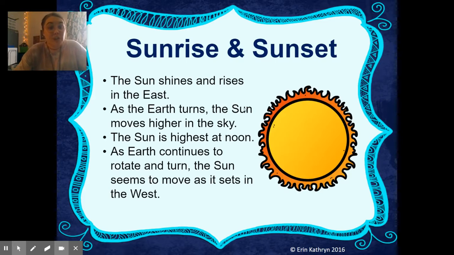So if the sun shines and it rises in the east, as the earth turns, the sun gets higher and higher in the sky. So it starts in the east and it gets higher and higher in the sky. The sun is at its highest at noon or around lunchtime, 12 o'clock. And as the earth continues to rotate, the sun seems to move as it sets in the west. So it rises in the east and it sets in the west.